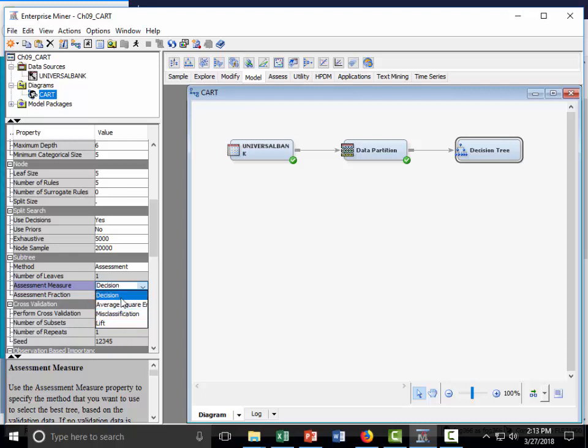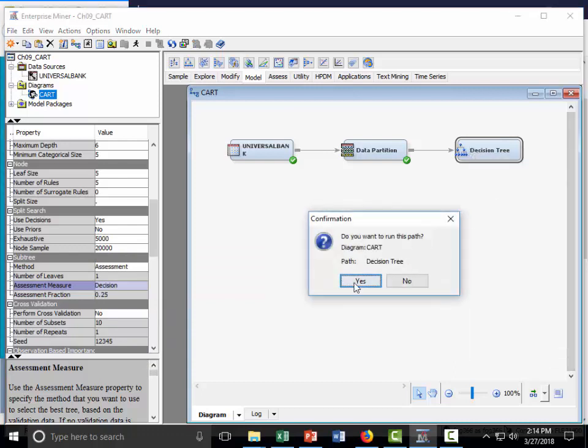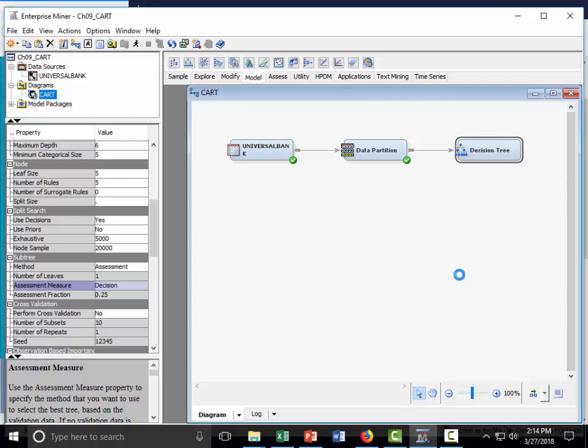Of course, for you to select decision as the assessment measure, you should have set up your decision weights. If you don't have the decision weights set up, then decision is not going to be the one that you would use. All right. So once you have set all that up, then you can run the decision tree node.